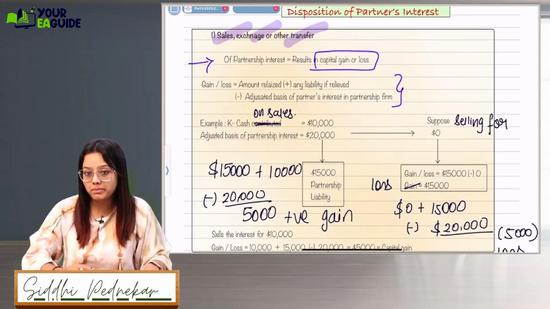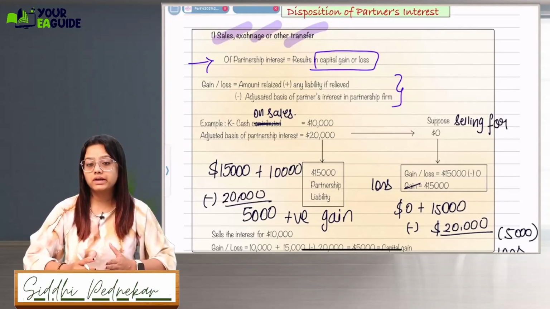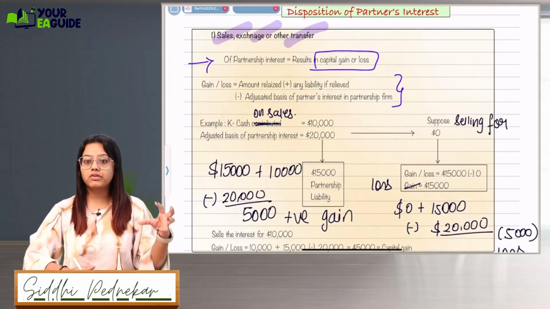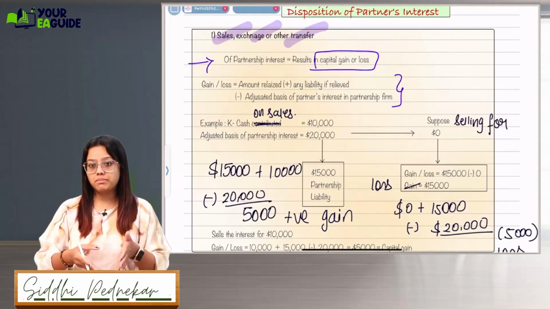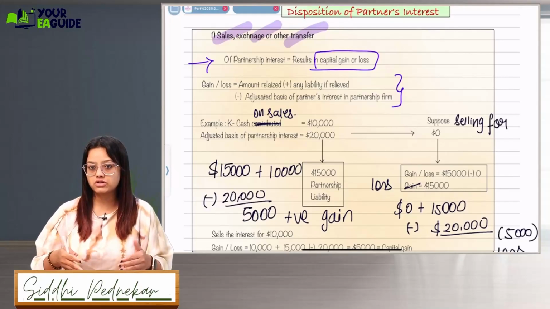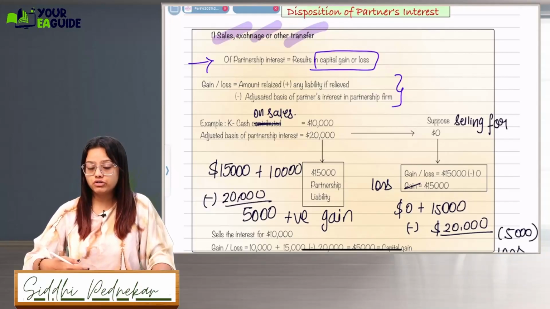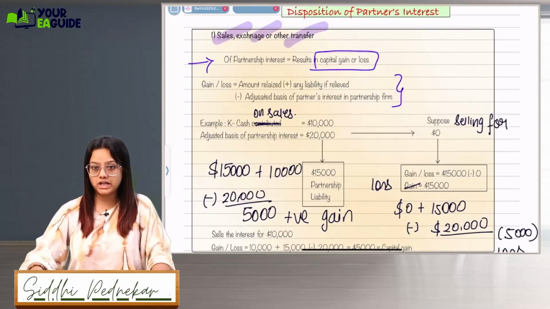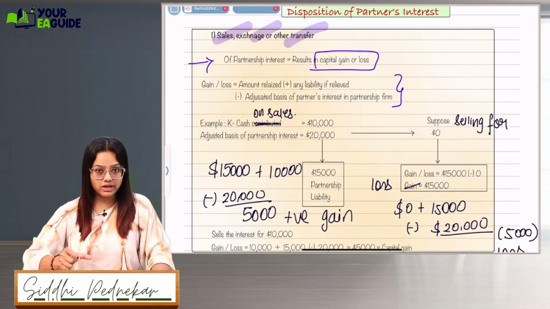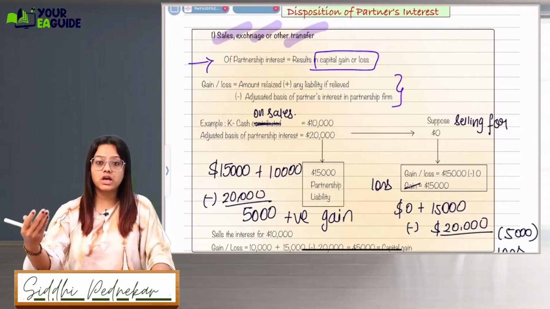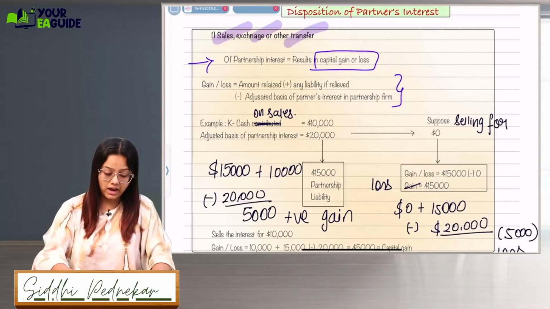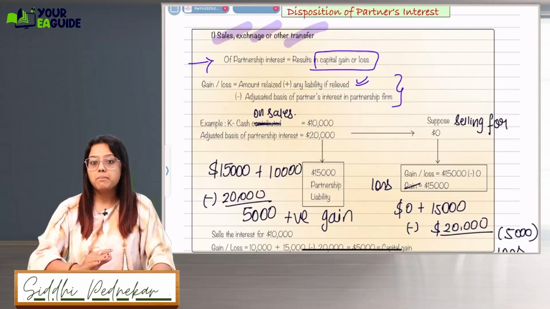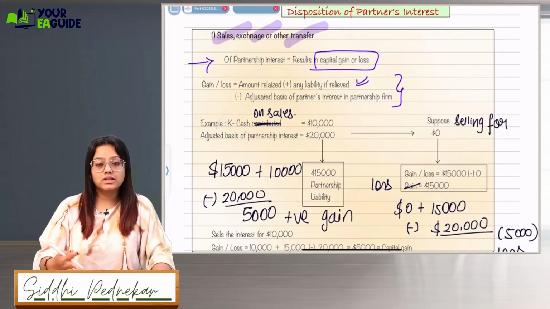The gain or loss can be determined by using this formula. What is the formula? Amount realized. When you're selling or exchanging, whatever amount you realize, plus any liability attached in the partnership firm. So you were at risk for, let's say, $10,000 or $20,000. That is a benefit for you because now you're selling your whole partnership interest to someone else, right? So the amount you realize at the time of sale plus the liability which is now being taken over by someone else is the total amount realized, minus the adjusted basis of the partner's interest in the partnership firm.